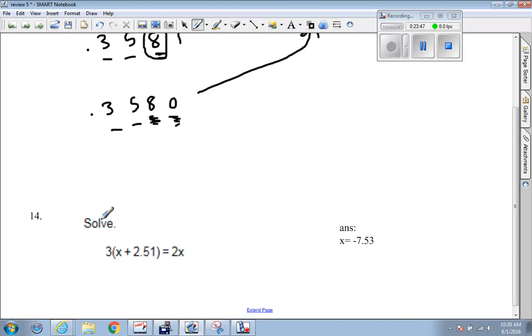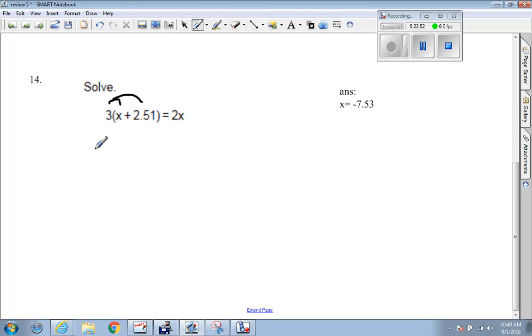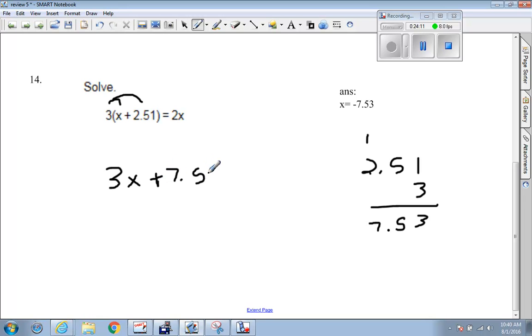Good old solving equations again. We just can't get enough practice with that, especially without a calculator. So that's a 3x, distribute, whatever 2.51 times 3 is. And like I said, I just go off on the side and figure out what that is. So 7.53. So plus 7.53 equals 2x. I know in the real world, we become so dependent on calculators and computers, it almost feels awkward to do this by hand.